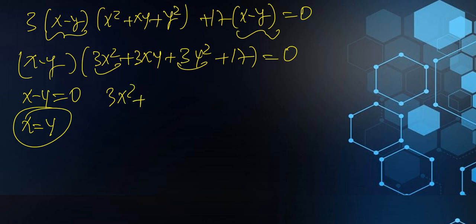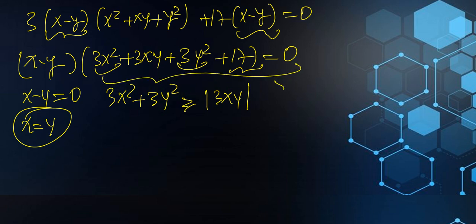3x squared plus 3y squared, if we apply the inequality identity, this is always going to be greater than or equal to 3xy. Okay, so this is then positive, and 17 is a positive number. This means that this whole expression is always going to be greater than 0, not equal to 0.